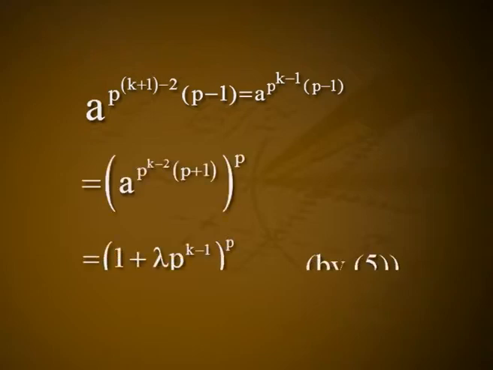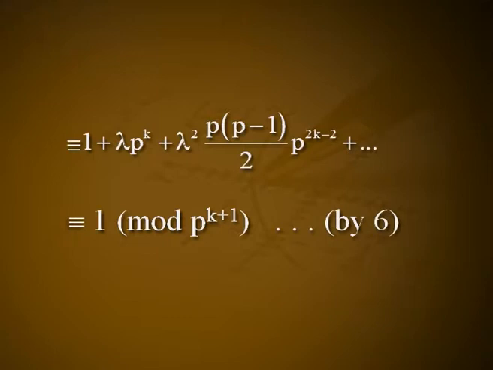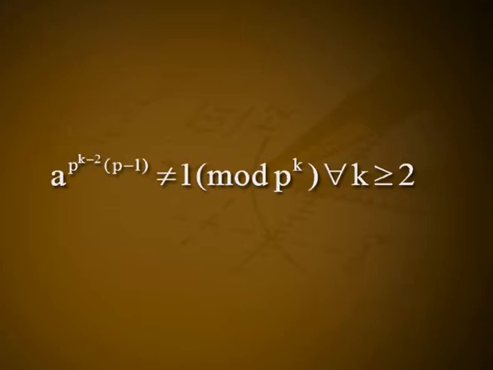Equation number 6. Now, a^(p^(k+1-2)(p-1)) = a^(p^(k-1)(p-1)), which is equal to (a^(p^(k-2)(p-1)))^p, which is equal to (1 + λp^(k-1))^p by equation 5, which is equal to 1 + λp^k + λ²p(p-1)/2 · p^(2k-2) + etc. This is not congruent to 1 mod p^(k+1) by equation number 6. Hence, a^(p^(k-2)(p-1)) ≢ 1 mod p^k for every k ≥ 2.